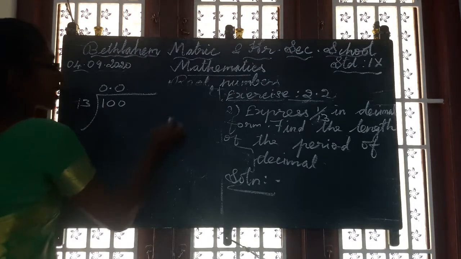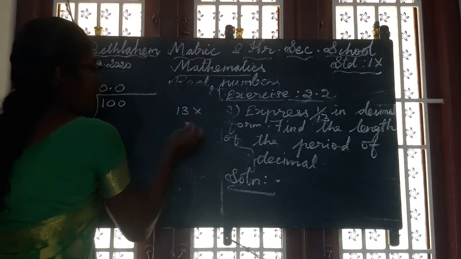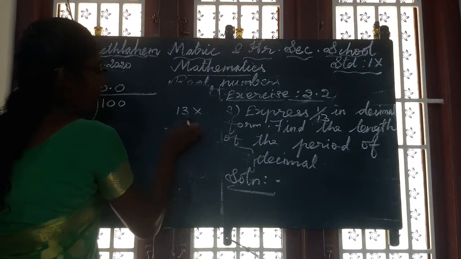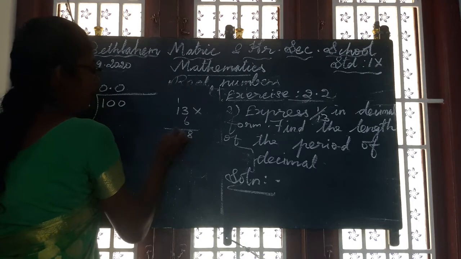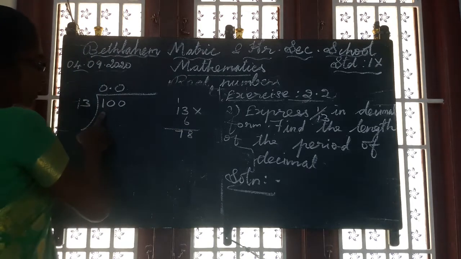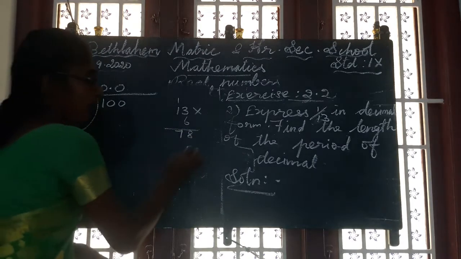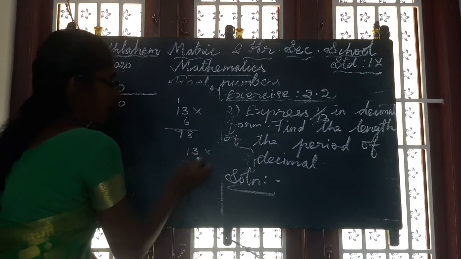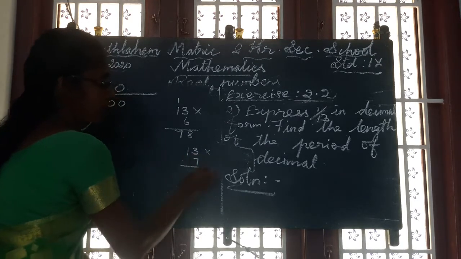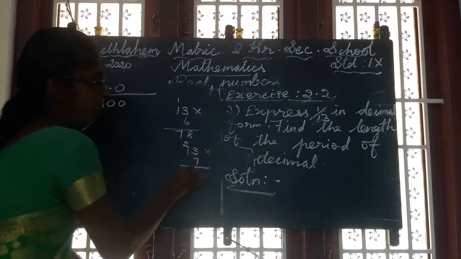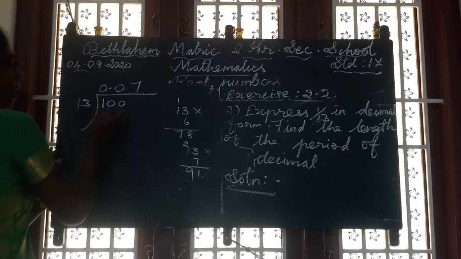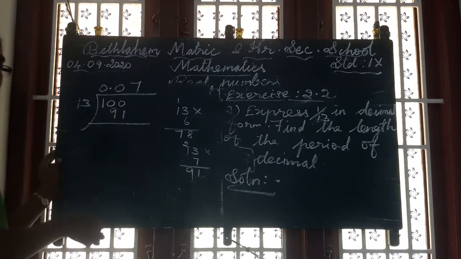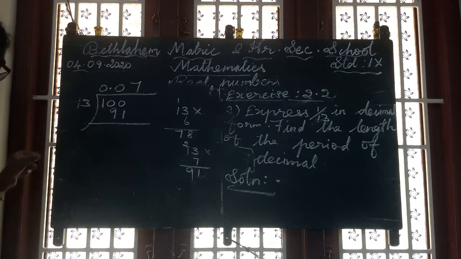So 13 into how many times? 6 times means what will we get? 6 3s are 18, next 1, balance 78. 78 is less than 100, so we can go for the next number. 7 3s are 21, 2 balance, 1 7 is 7, 91. So 7 times means 91 is getting.